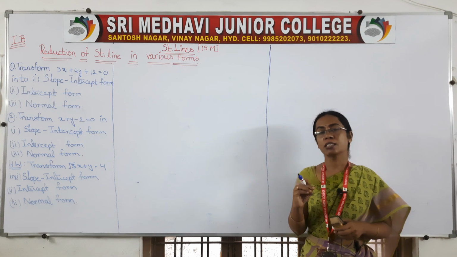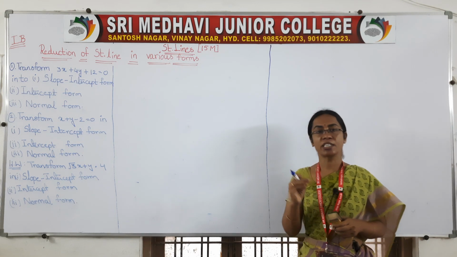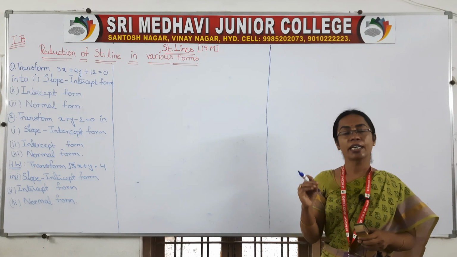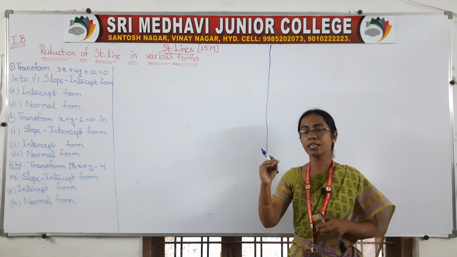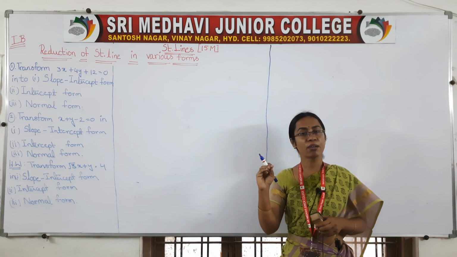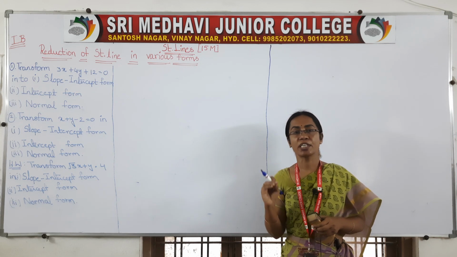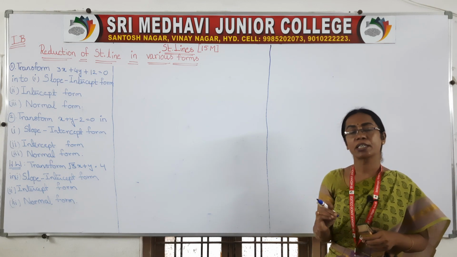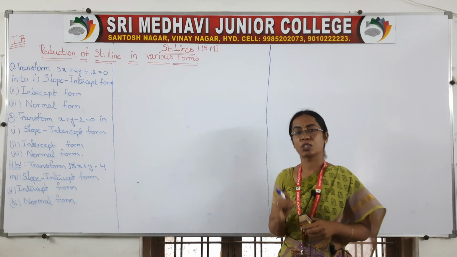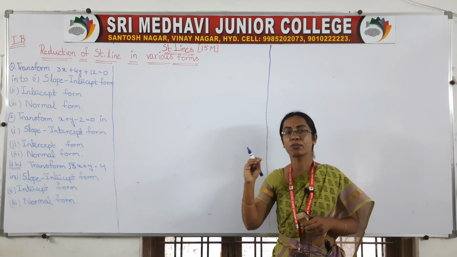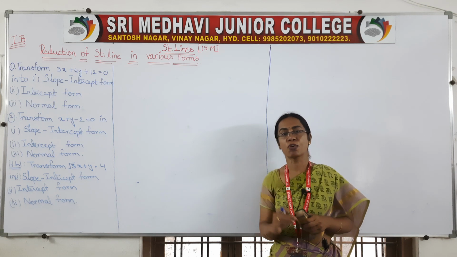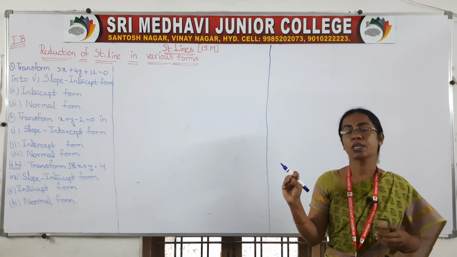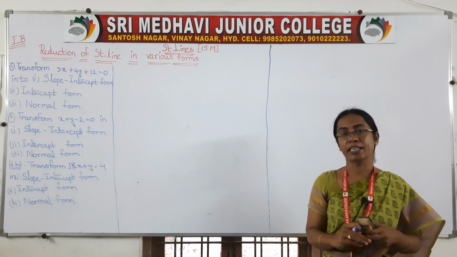In previous classes, in straight lines we discussed the coordinate axis and slopes. After that, different forms of straight line equations. You got 5 forms of straight line equations. First one, intercept form. Next, slope intercept form, slope point form, two points form, and normal form. Totally 5 forms we got as straight line equation.